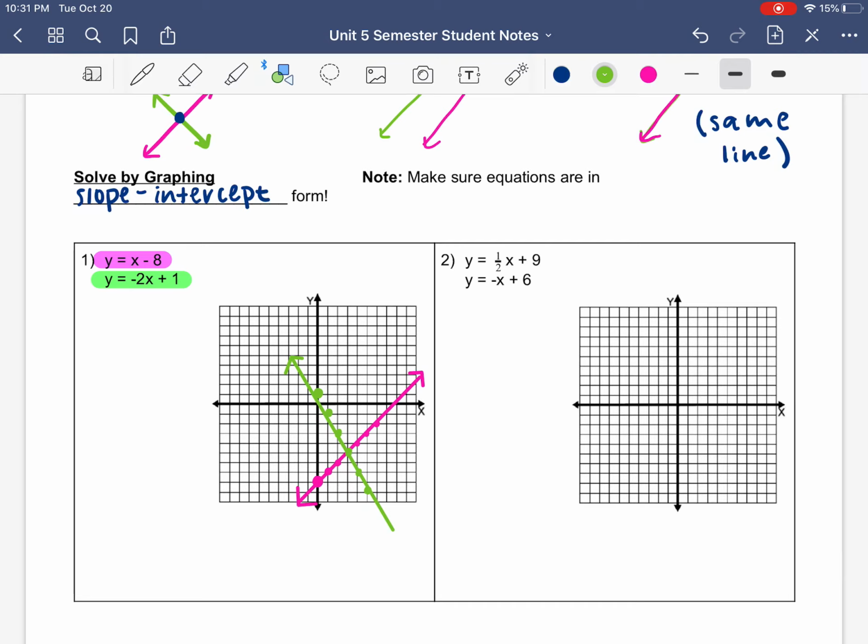A little better. All right, so the point of intersection is right here. I just hit it with a little blue circle. That's the point where they run into each other. And to describe that point, we're going to use an ordered pair.